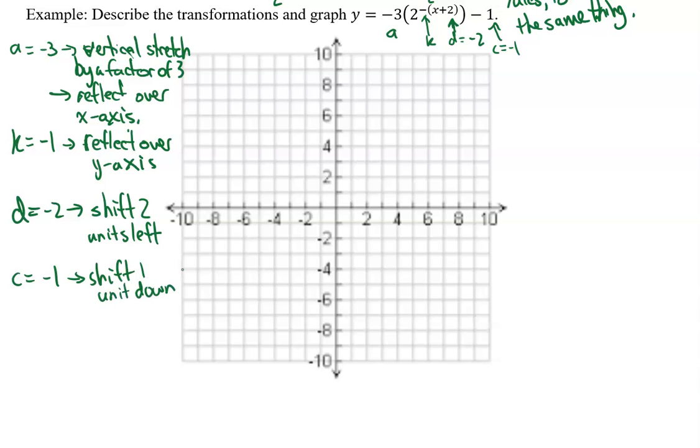So what I'm going to do is start by graphing the general function, which is y equals 2 to the power of x. I'm going to do that in green. Then I'm going to change colors to blue, and I'm going to graph this a value. I'm going to change colors to red, and I'm going to graph this k value. And then I'm going to change colors again, and in black I'm going to graph my final function, with the d and c values together. So that's the last thing I'm going to graph. I'm going to graph all 4 of those graphs in the same grid and apply the transformations as I go through that.